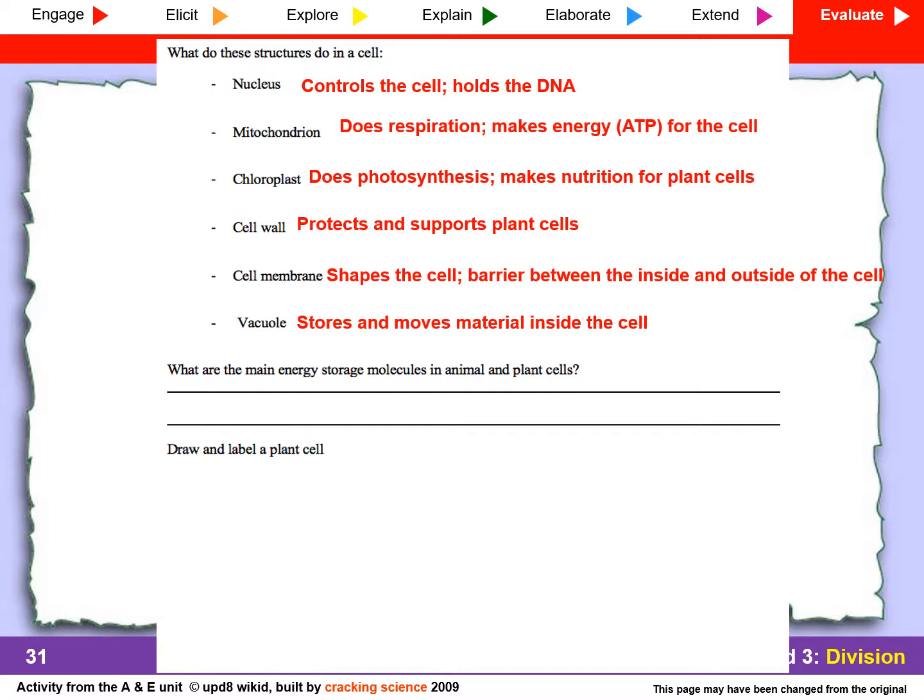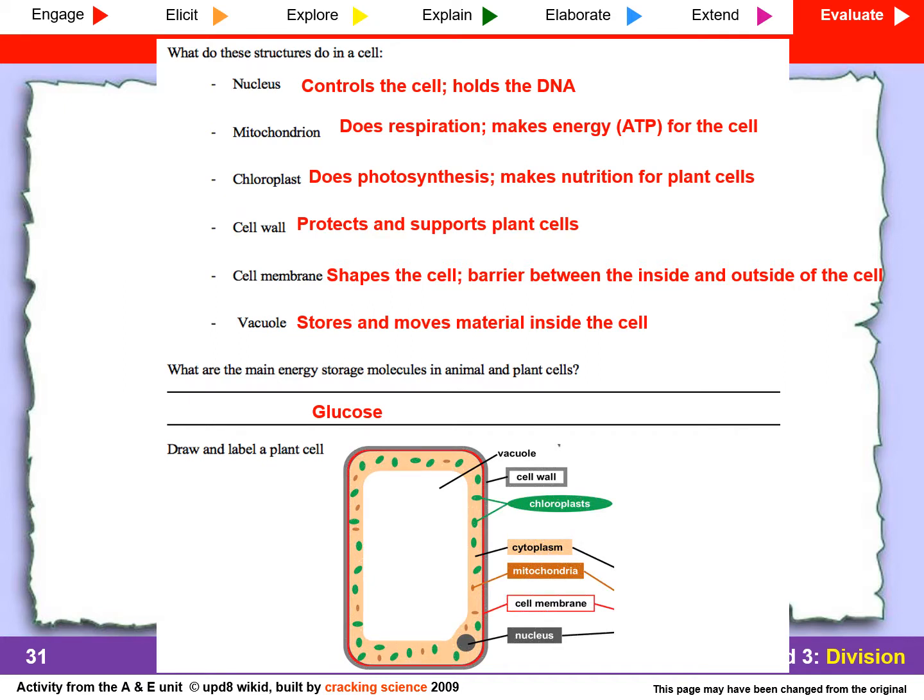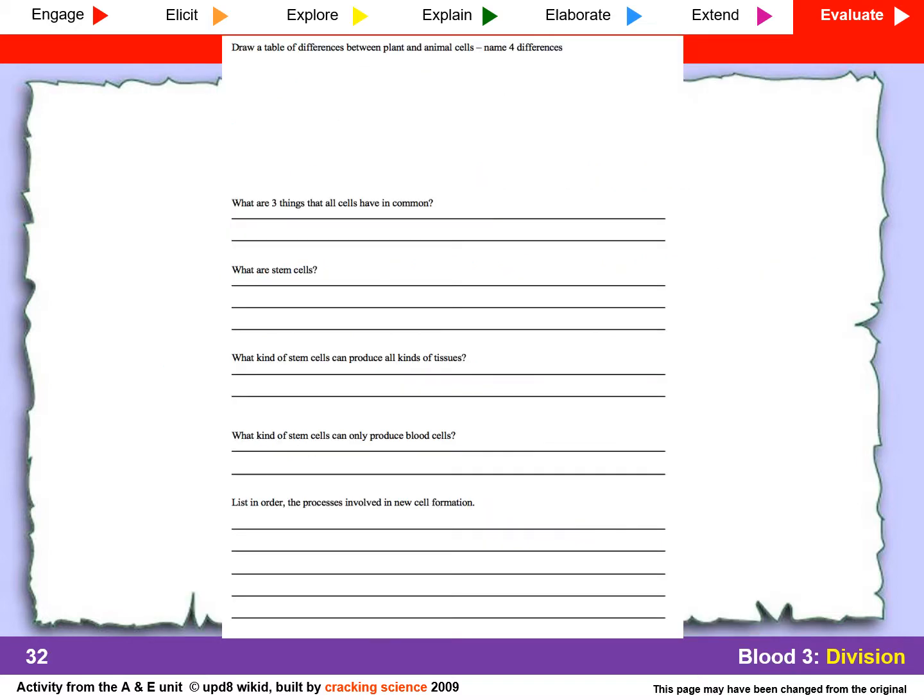So what is the main source energy storage molecule in animal cells and plant cells? So how is energy mostly stored in animal cells and plant cells? That is our glucose. Glucose is our main source of energy. So when we talk about cellular respiration, we're talking about glucose. In terms of drawing and labeling a plant cell, there's lots of ways you could have done it. Maybe you did it similar to this fashion, the way it was done in the PPT. But as long as you have the right type of shape and you're able to draw and label all of those different parts of the cell, you're doing fine.